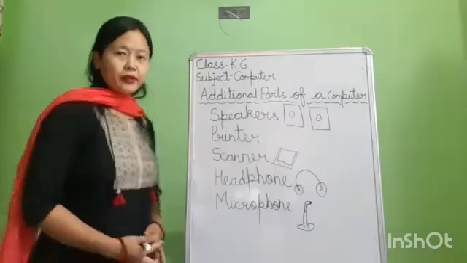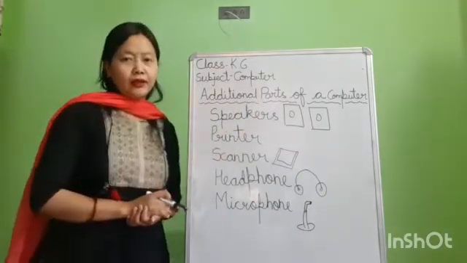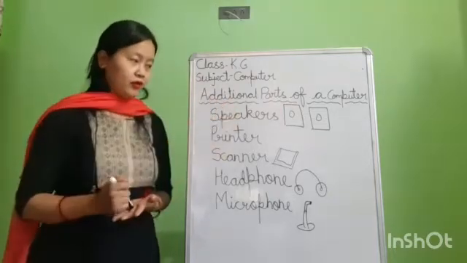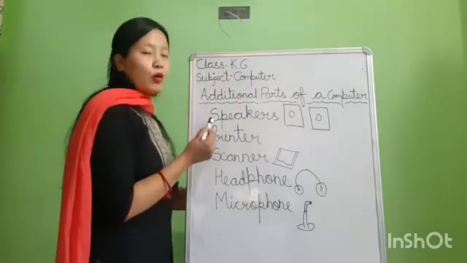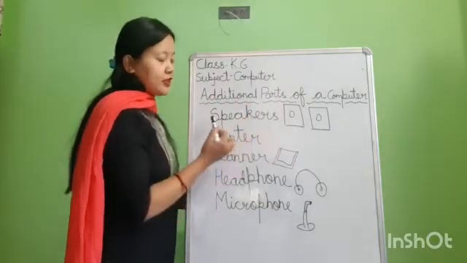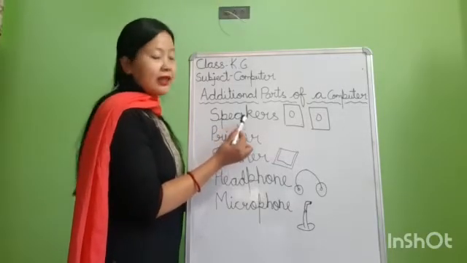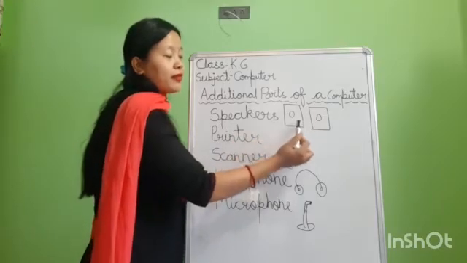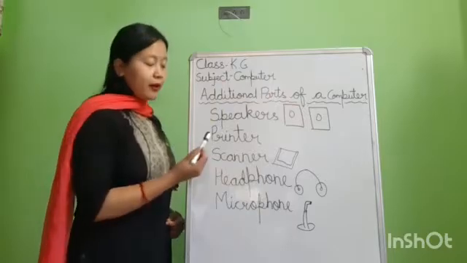Okay, children? Now, additional parts of a computer. Computer has four main parts, but it has additional parts also. Additional parts of a computer are, number one, speakers. Spelling of speakers: S-P-E-A-K-E-R-S, speakers. So children, these are speakers. Next is, children, printer.